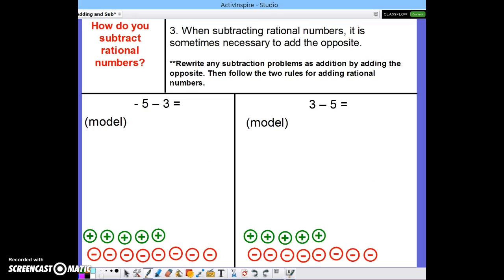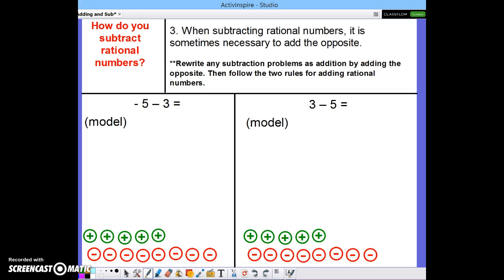All right, and then finally, when subtracting rational numbers. So it says, when subtracting rational numbers, it is sometimes necessary to add the opposite. A lot of our subtraction problems get confusing when we throw in our negatives and when we start subtracting more than we have. So it's often necessary to add the opposite.